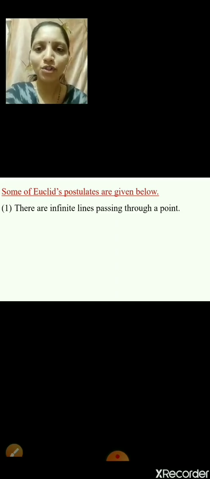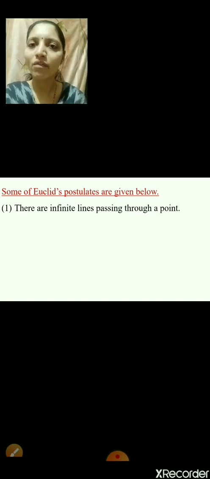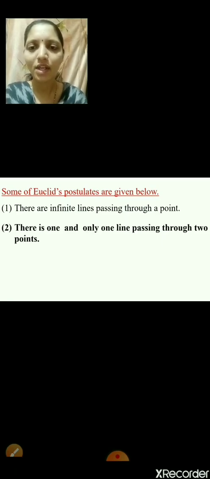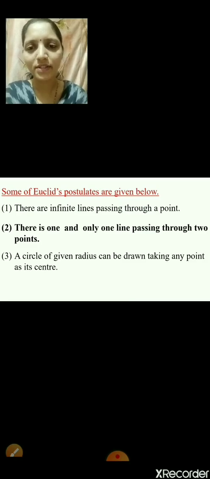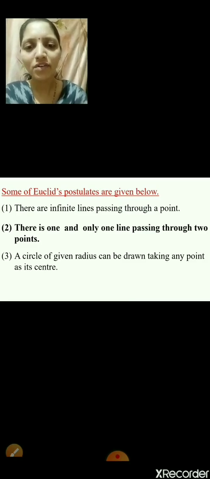The first postulate is there are infinite lines passing through a point. Now this statement we are always assuming as a true statement. We are not going to prove this statement, it is true. There is one and only one line passing through 2 points. This statement we have also learned in the previous classes. A circle of given radius can be drawn taking any point as its center.